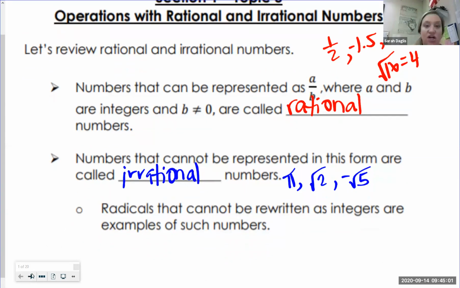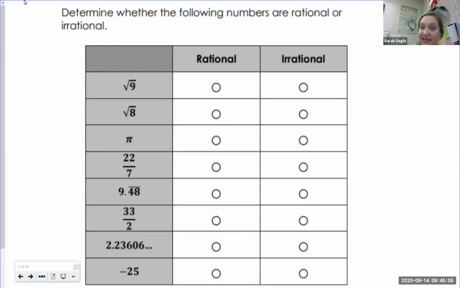All right, determine whether or not these examples are rational or irrational. So remember, if I can simplify it to a whole number, or if I can simplify it to a nice pretty fraction, a decimal that does not go on forever with a weird pattern, those are all rational numbers. So the first one, square root of 9. Well, I can actually simplify that to just be the number 3. So since I get the number 3, that is an integer.